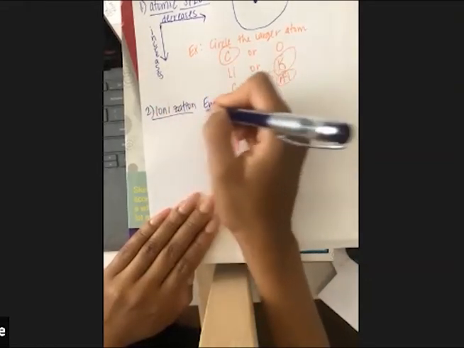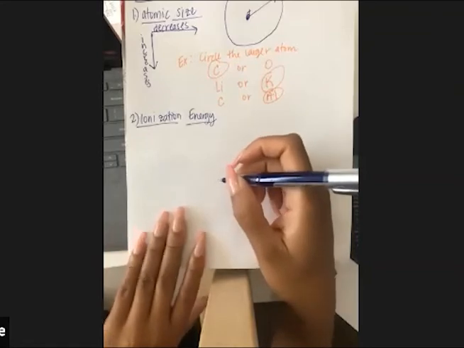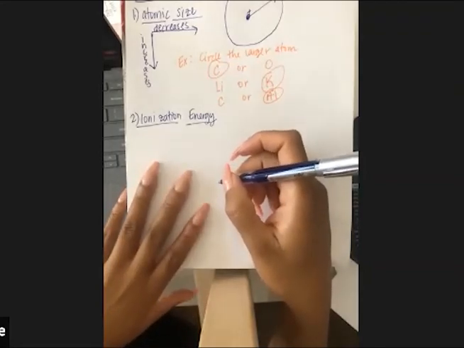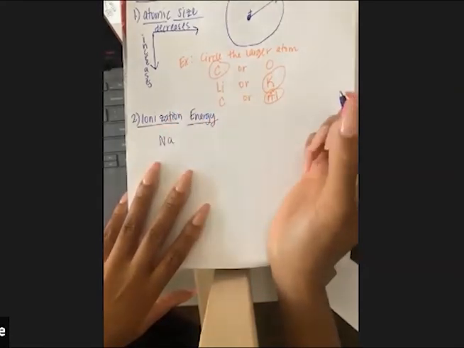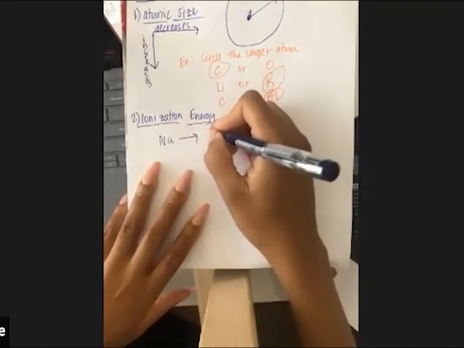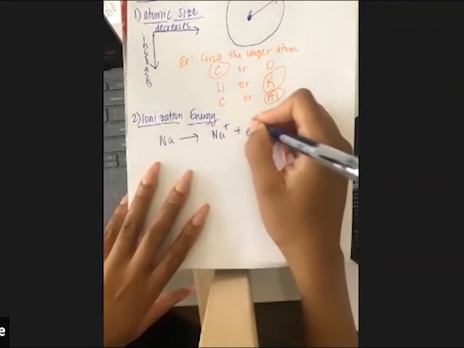Ionization energy is saying, how much energy does it take to turn an atom into an ion? So basically, let's say, for instance, I want to take sodium and change it into an ion. It's saying how much energy is it going to take to take an electron away from sodium?